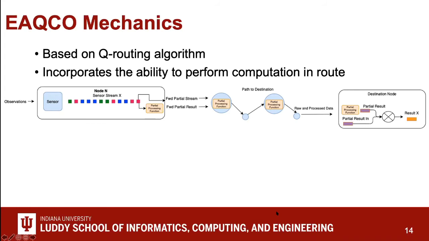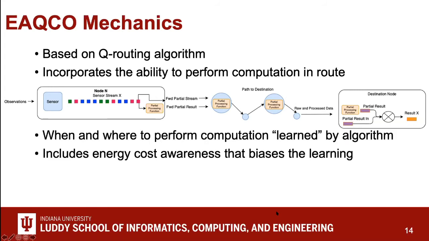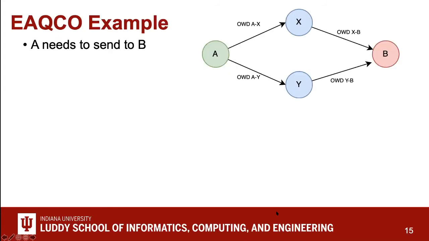So as the raw data traverses the network, it is slowly getting computed, and then the processed data is forwarded ultimately to the destination, where the destination might get some partial raw data and some partially processed data, and then its job is just to compute the remaining raw data, combine the results to get the actual information at the other end. So when and where to perform this computation is learned by the algorithm. And we've also included some energy cost awareness that biases the learning that we'll talk about in a minute.